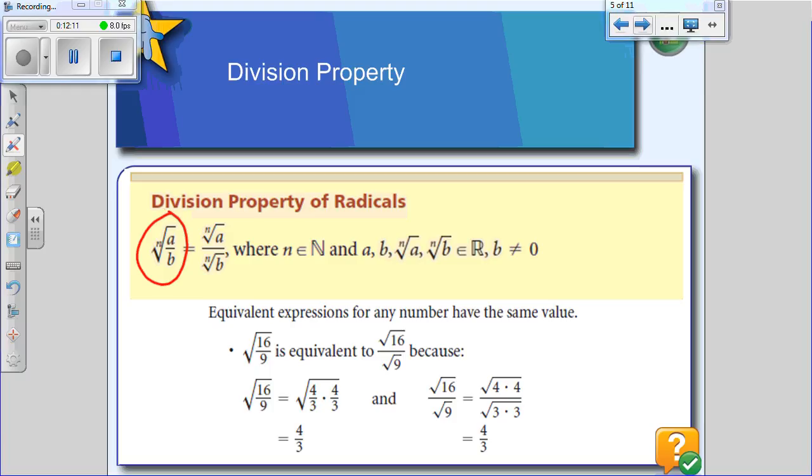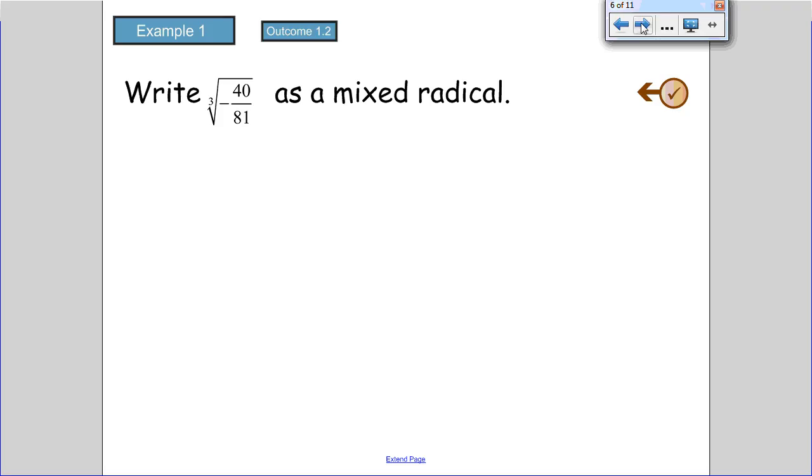Better just actually than just talk about it. Write this as a mixed radical. First step, fractions suck. They always suck. Get rid of them. So the way we're going to try to get rid of this fraction underneath the root sign, because that's even more difficult, is we're going to use our little rules. So we're going to go cube root of 40 over the cube root of 81.